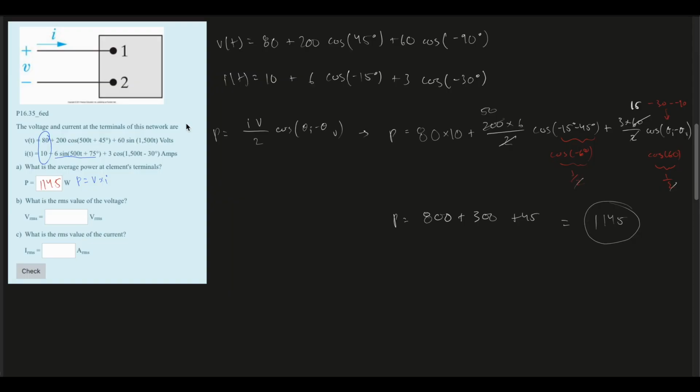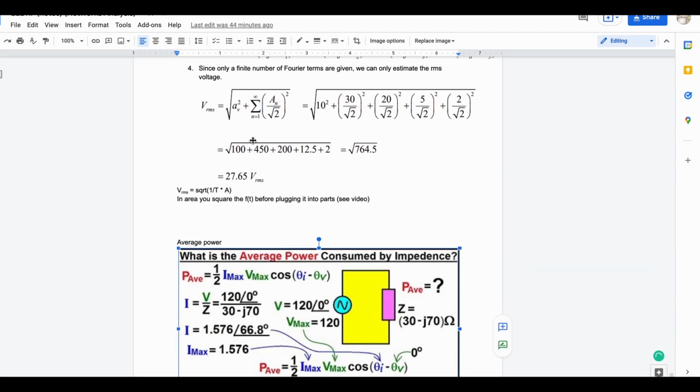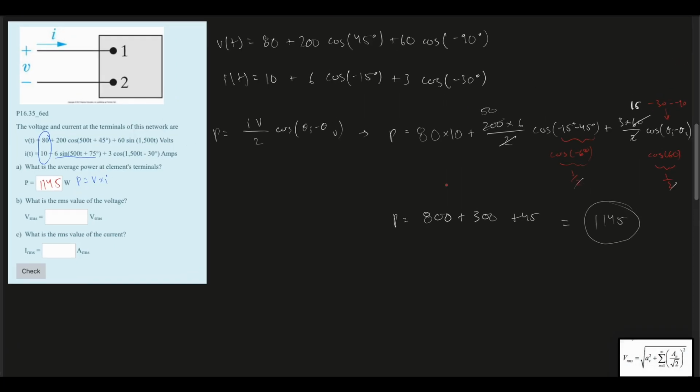Next, we're going to look at part B, which is finding the RMS value of our voltage. Now, if we look at this right here, we're going to be dealing with RMS now. So we need these VRMS. What I'm going to do is just take a screenshot of it. This is the equation, and then we can come back to what we have right here.